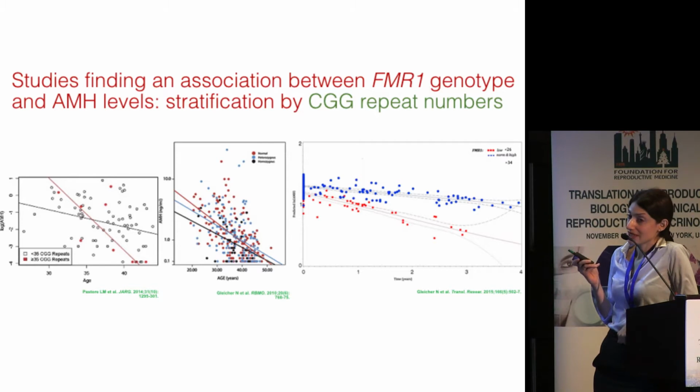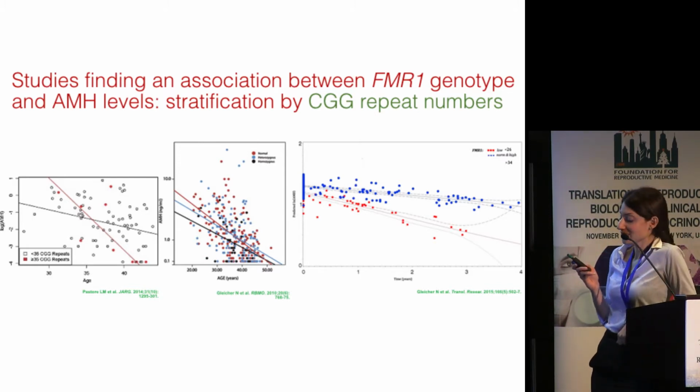And the graphs intersect around the age of 36, such that women with over 35 repeats have higher AMH levels at younger ages, whereas at older ages they have significantly declined AMH levels.